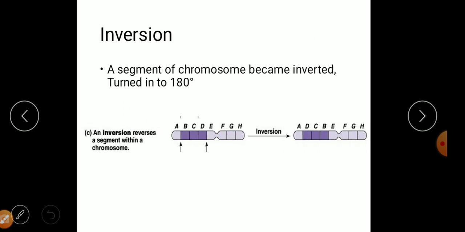Next is inversion, where a segment of a chromosome becomes inverted. Here in this arrangement, B, C and D are there, but after inversion you can see the sequence A D C B E F G H. So a 180-degree turn is there, that is, a segment of the chromosome becomes inverted by 180 degrees.